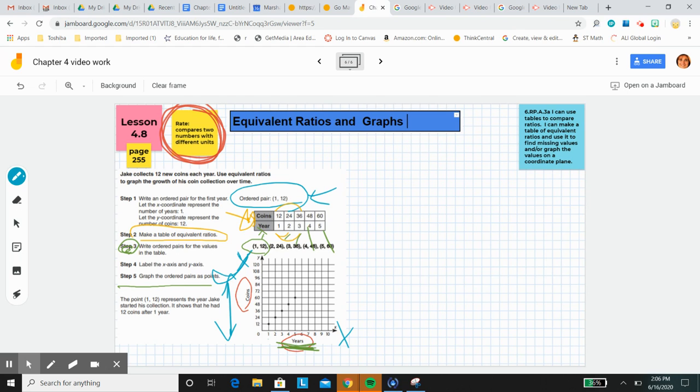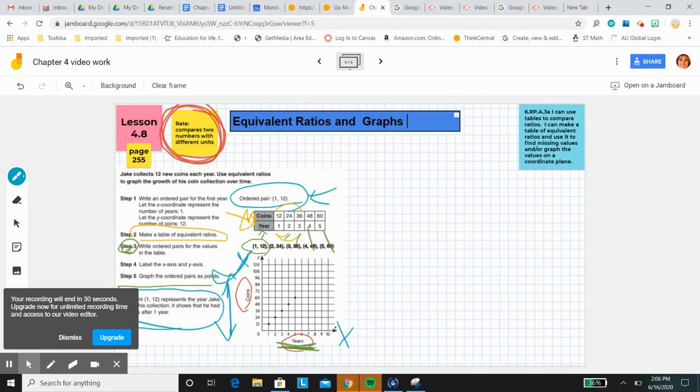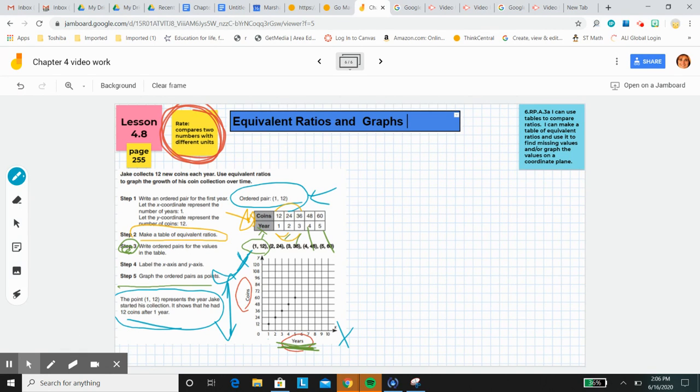So the point 1 to 12 represents the year Jake started his collection. It shows that he had 12 coins every year afterward. So here is a representation in a graph of our particular ratio over time. All right, boys and girls, I hope this makes sense to you. Happy math today as you take your ratio, create a table and ordered pairs, and then you can graph it.